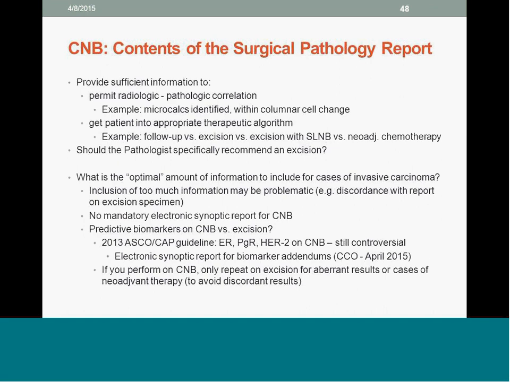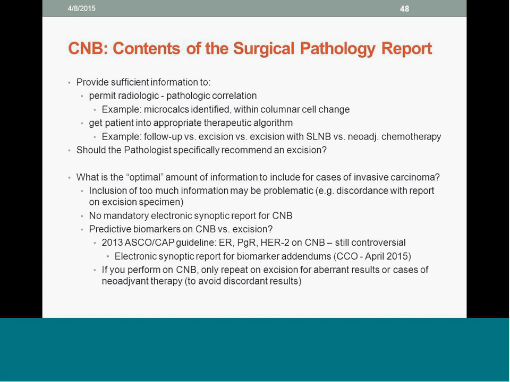The real purpose of this core biopsy procedure is to get the patient into the appropriate therapeutic algorithm. For example, does the patient need simple follow-up in 6 months, or perhaps an excision, or an excision with sentinel nodes if it's an invasive or microinvasive carcinoma, or perhaps go through to neoadjuvant chemotherapy. There is a lot of debate whether the pathologist should specifically recommend an excision. In my practice, I do.